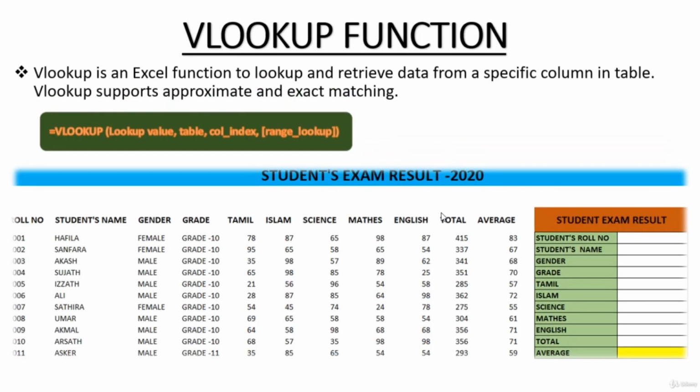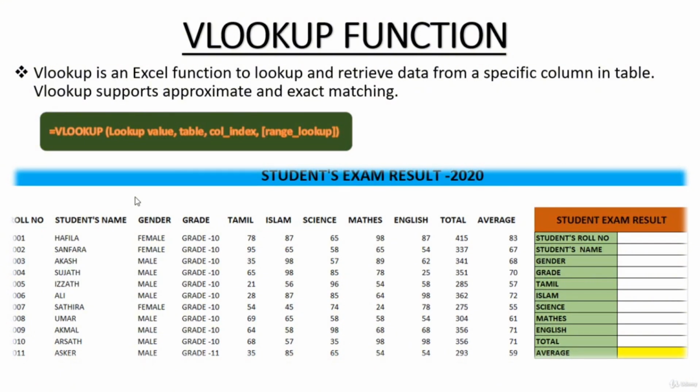The first part we are going to look at is what the Vlookup function is. Vlookup is an Excel function to look up and retrieve data from a specific column in a table. Vlookup supports approximate and exact matching. It means that if you want to retrieve or extract data from a particular table or range, you can use the Vlookup function in Excel.